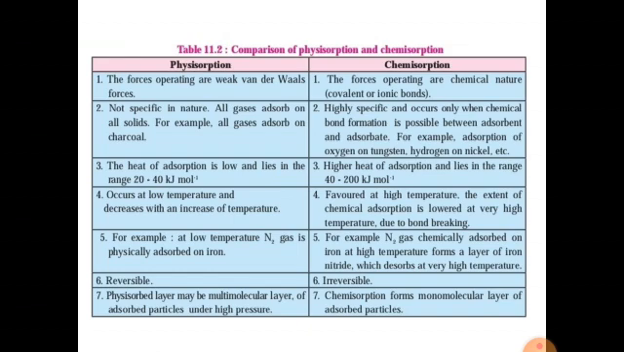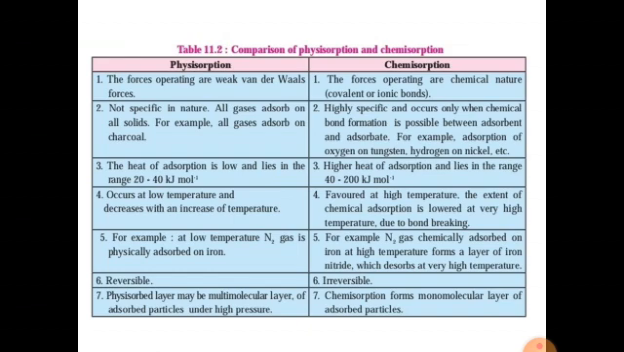Physical adsorption is not specific in nature; all gases adsorb on all solids. For example, all gases adsorb on charcoal. Chemical adsorption is highly specific and occurs only when chemical bond formation is possible between adsorbent and adsorbate. For example, adsorption of oxygen on tungsten, or hydrogen on nickel. The heat of adsorption is low and lies in the range 20 to 40 kJ per mole in physical adsorption, while the heat of adsorption is higher and lies in the range 40 to 200 kJ per mole in chemical adsorption.